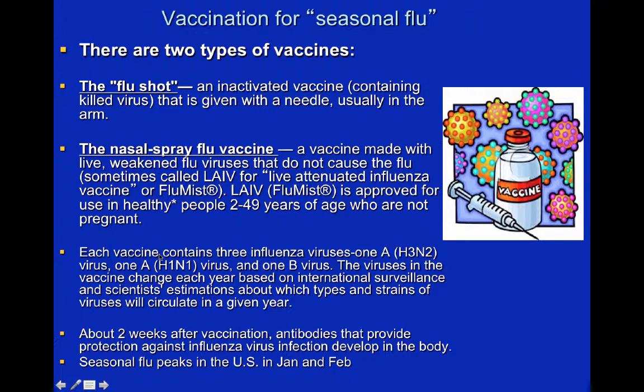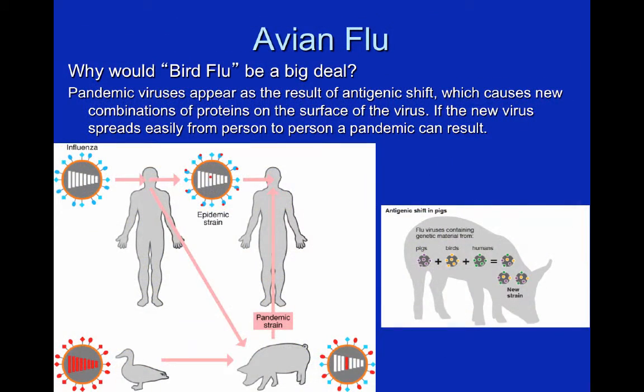And for the vaccines, each vaccine contains 3 influenza viruses, 1 A H3N2, 1 H1N1, and then 1 B. And then they change every year according to what is actually circulating.